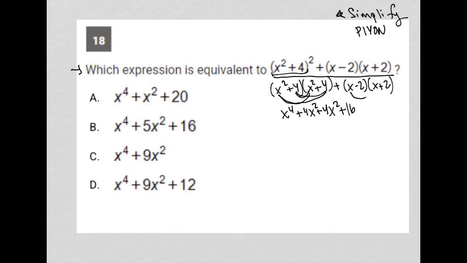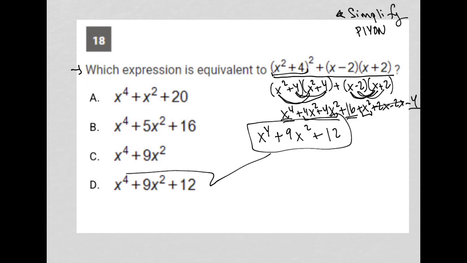Do the same thing here. X times x, that's plus x squared, plus 2x, minus 2x, and minus 4. Let's combine like terms. I have a single x to the 4th, so that goes there. I have 4x squared plus 4x squared, which is 8x squared, plus x squared, which is 9x squared, so plus 9x squared. And 2x minus 2x is gone. And I have 16 minus 4, which is 12, so plus 12. And therefore, the correct answer here is choice D.